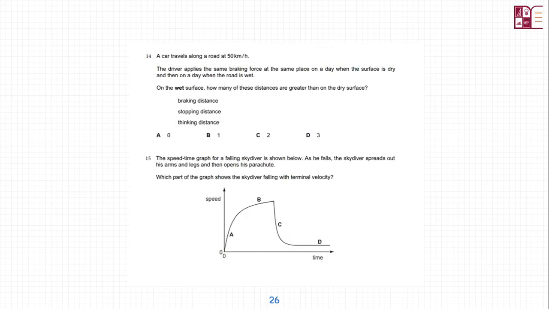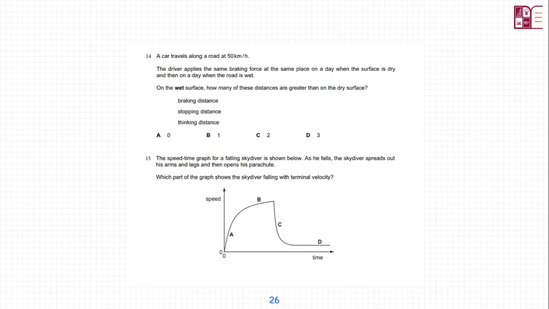A car travels along a road at 50 kilometers per hour. The driver applies the same braking force at the same place on a day when the surface is dry and then on a day when the road is wet. On the wet surface, how many of these distances are greater than on a dry surface? Now, the thinking distance would remain the same regardless of the situation. So a thinking distance would not change.